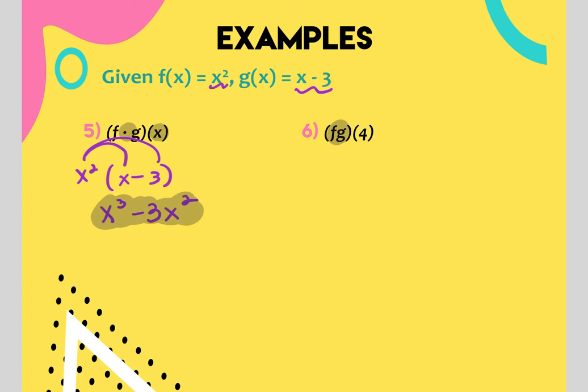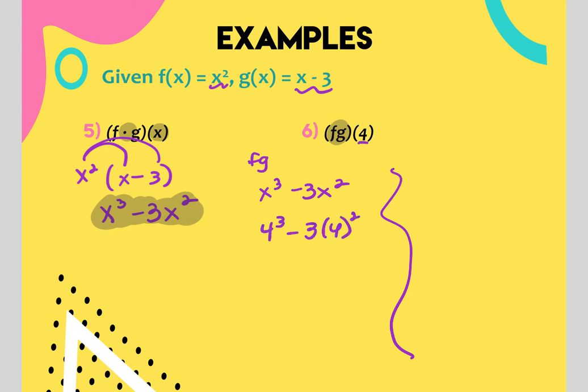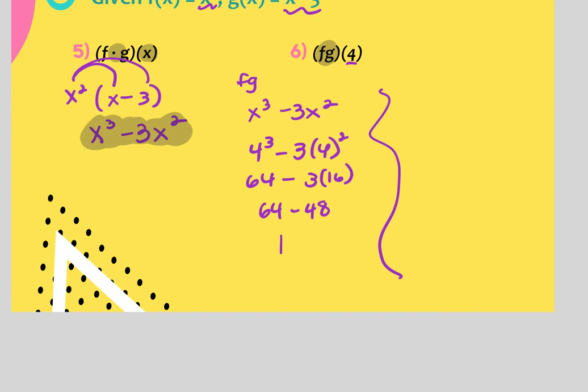So now when we go to 6, we have 2 choices. I'm going to show you again. 2 choices. You get to choose which one. The first is we already know what fg is because it's here. X to the third minus 3x squared. And then we can plug in 4. So 4 to the third minus 3 times 4 squared. 4 to the third is 64 minus 3 times 16. 64 minus 48. Which is 16.